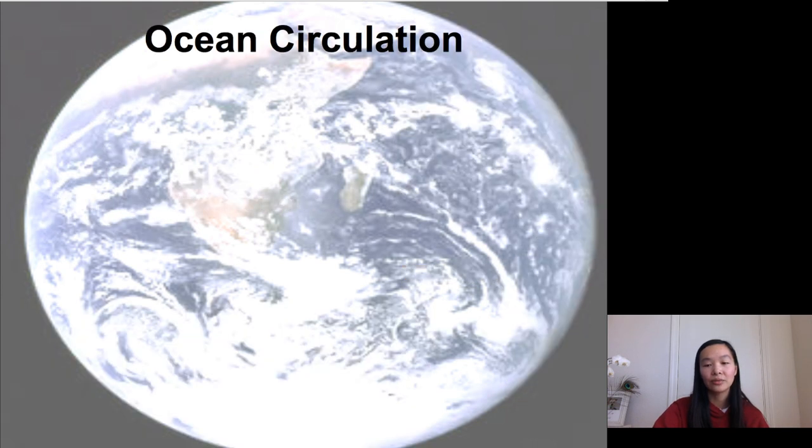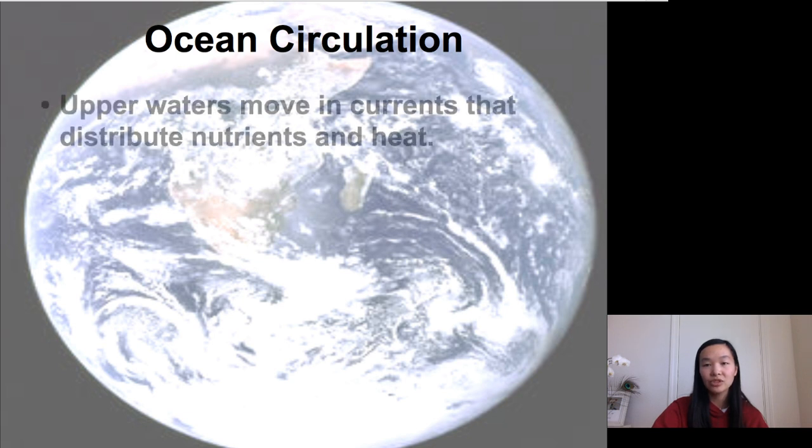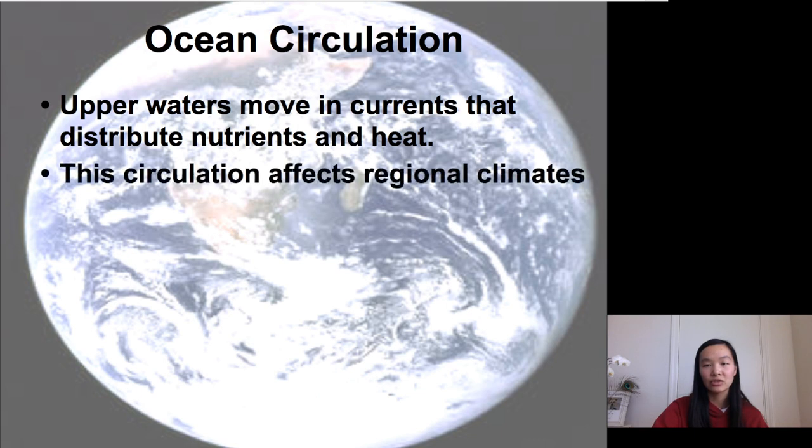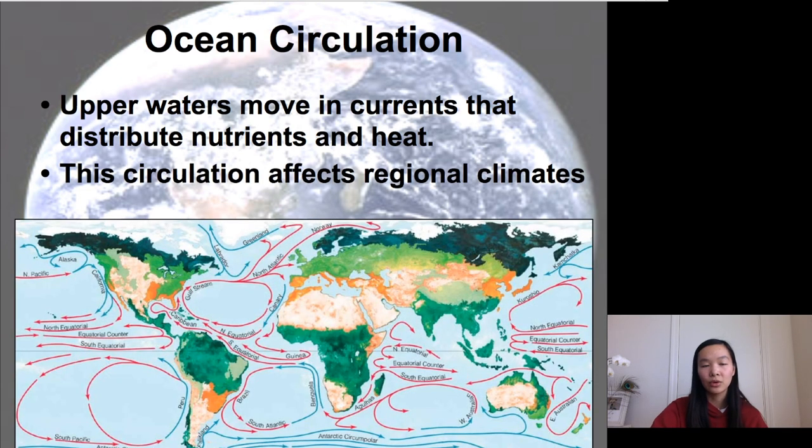Okay, so we have wind now, and we have air circulation. We also have ocean circulation. So just like there are wind currents, there are also ocean currents, cold currents and warm currents. And these currents help to either cool down or warm up the land that they come in contact with, to help moderate the temperatures of the land that they're near.